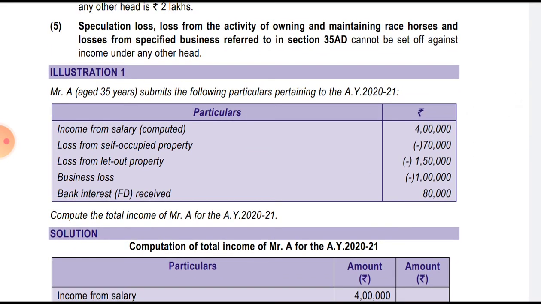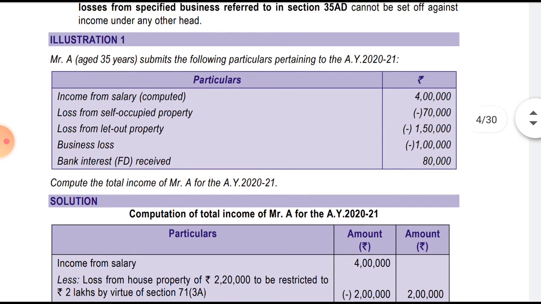Illustration number 1. Mr. A, aged 35, submitted the following particulars pertaining to the assessment year 2021. Income from salary is computed. Loss from self-occupied property was 70,000 rupees. Loss from the let out property was 1,50,000 rupees. Loss from the business was 1 lakh rupees, and bank FD was 80,000 rupees. Compute the total income. Simply we will see which loss can be set off against which income. So salary is income. Then loss of self-occupied house property can be adjusted against the salary. 70,000 can be deducted.